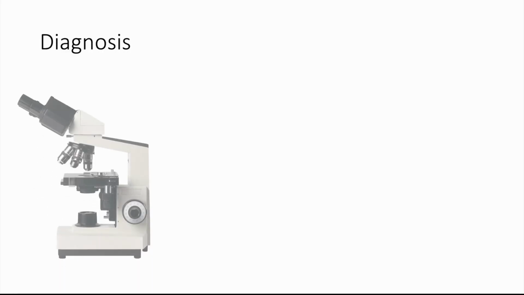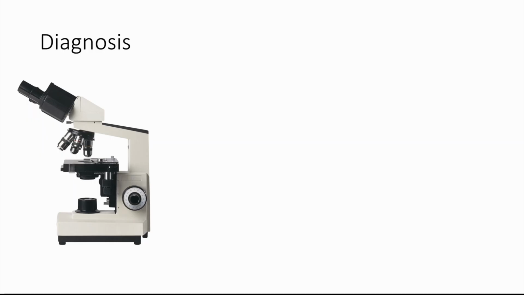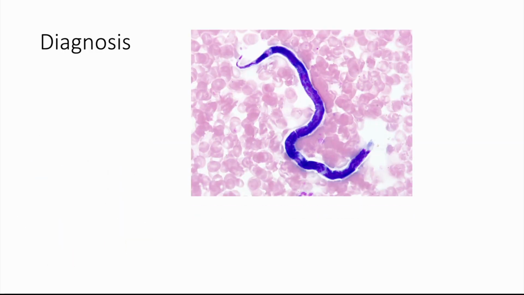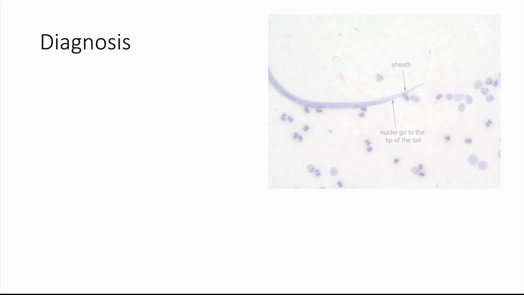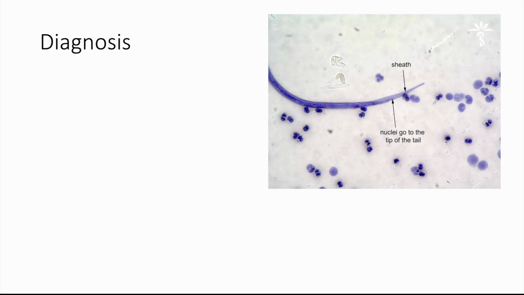Diagnosis of loiasis can be made in several ways. Direct demonstration of microfilariae in daytime peripheral blood smear, or extraction of the adult worm from the conjunctiva or subcutaneous tissue. The morphological features, like length 250 to 300 microns, and nuclei extending all the way to the tip of the tail, are a key feature.